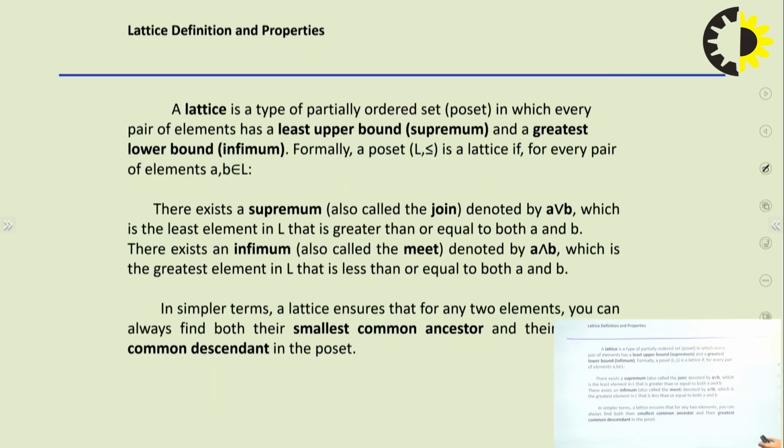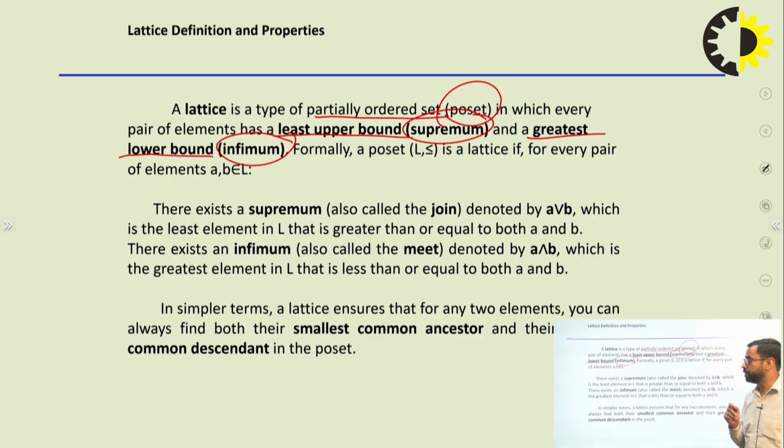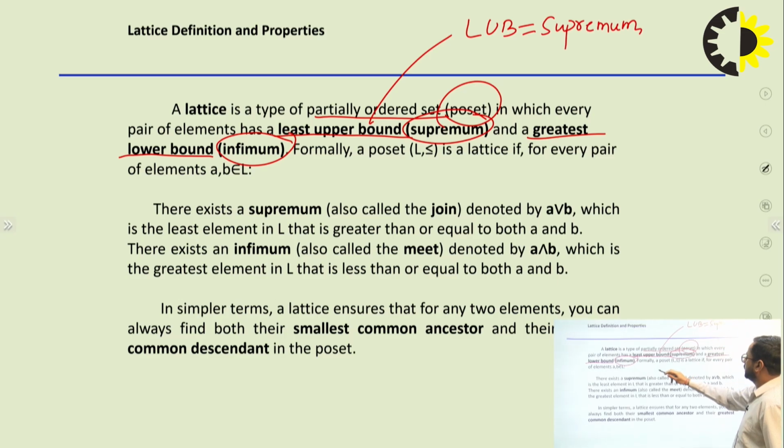So the next terminology is: what is a lattice? A lattice is a type of partially ordered set, that is POSET, in which every pair of elements has a least upper bound, LUB, and a greatest lower bound, GLB. The LUB has a different name, that is the supremum, and the GLB, greatest lower bound, is known as the infimum.